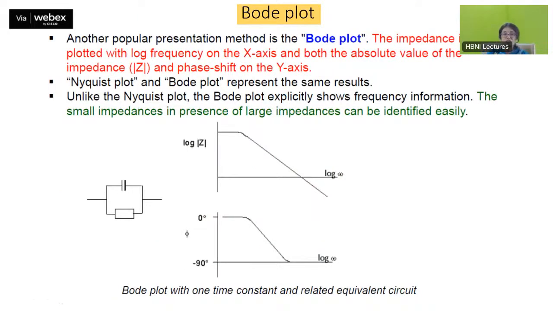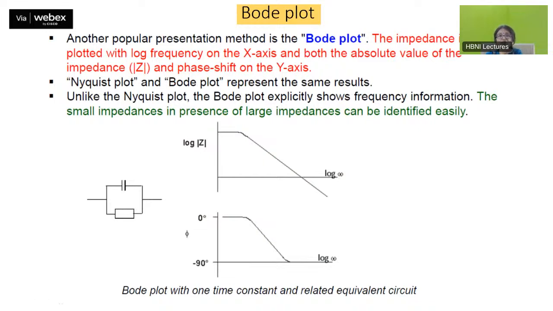So that is the Nyquist plot. Then there is another kind of representation of the EIS data, which is known as the Bode plot. The impedance is plotted with log frequency on the x-axis, and both the absolute value of the impedance and the phase shift on the y-axis. Nyquist plot and Bode plot, please remember, represent the same results. But unlike the Nyquist plot, the Bode plot explicitly shows frequency information.